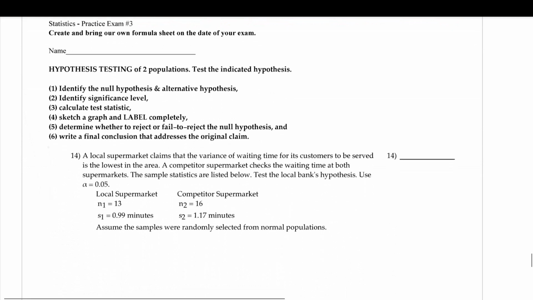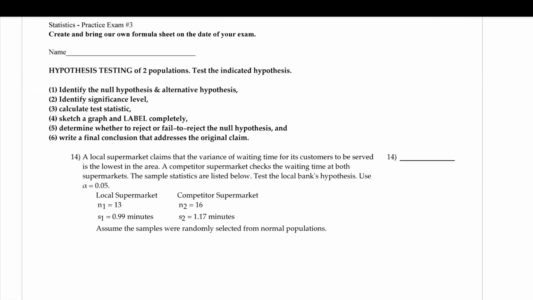All right, last question. There is a small typo I need to fix. We're talking about a supermarket, but I say bank here. All right, a local supermarket claims that the variance of waiting time for its customers to be served is the lowest in the area. Okay, the variance just is a measure of spread. For something to have a low variance means it varies less, right? Which means it's very predictable.